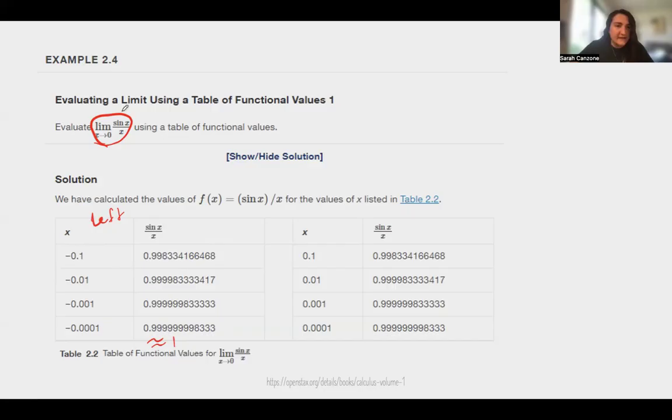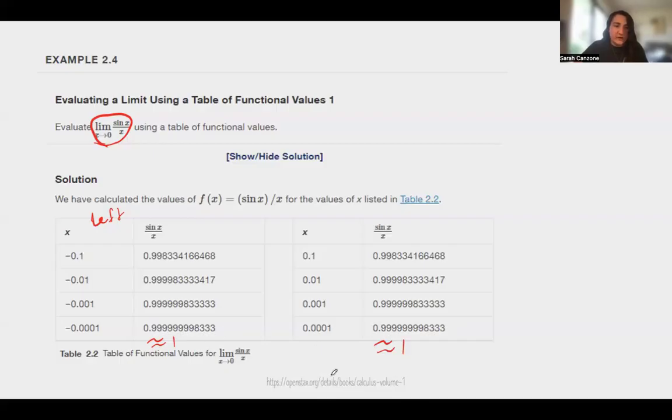Because the left is negative, negatives would be the left of 0 and positives will be the right of 0. We'll do the same thing: 0.1, 0.01, and this one down here, 0.0001, is honestly the one that I care about the most. I see that they're all kind of the same number, getting closer and closer to one specific number. That specific number is approximately 1.